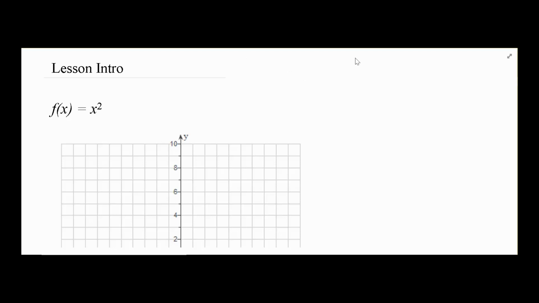Welcome to the third lesson. Now in this lesson we have two topics that we're going to be covering. The first is going to be transformations with nonlinear functions, and then we're going to look at some applications of functions, and in particular variation, where variation is a type of proportionality.